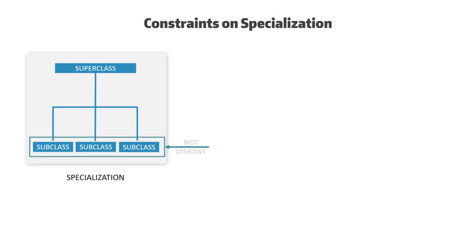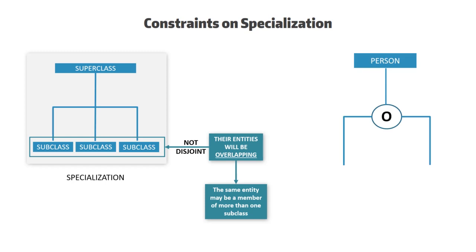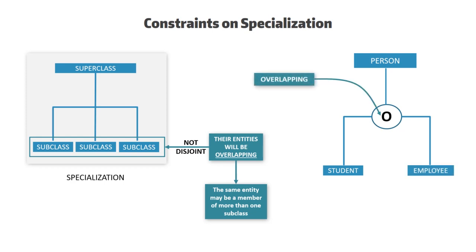If the subclasses are not disjoint, their entities will be overlapping. That is, the same entity may be a member of more than one subclass of the specialization. For example, a person can be a student and at the same time an employee. Overlapping is displayed by placing an 'o' in the circle.